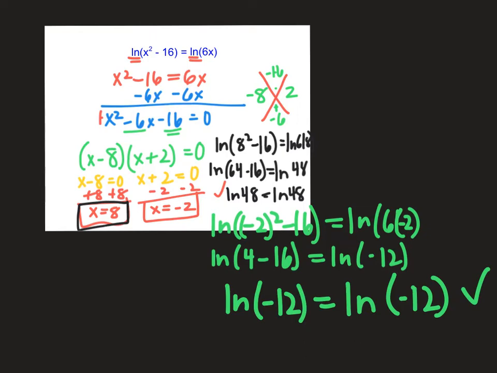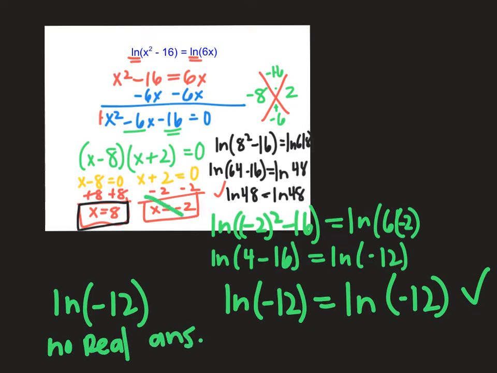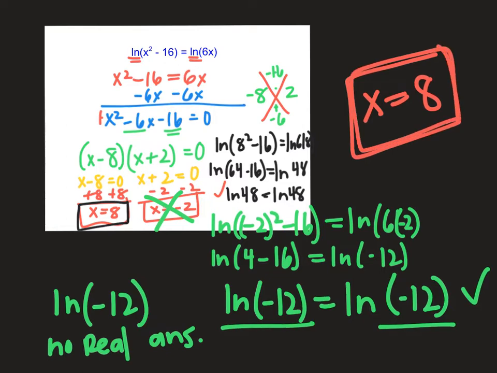Now, here's my problem. I can't actually take the natural log of a negative number. So even though those are equal, if I plug it into my calculator, if I do the natural log of -12, it'll say no real answer. Which means that this one actually is extraneous because it doesn't work. So if you get a negative number inside your natural log, that one will not work. That means that for this problem, our one and only answer is x equals 8. All right, we're going to go ahead and move on to the next one.